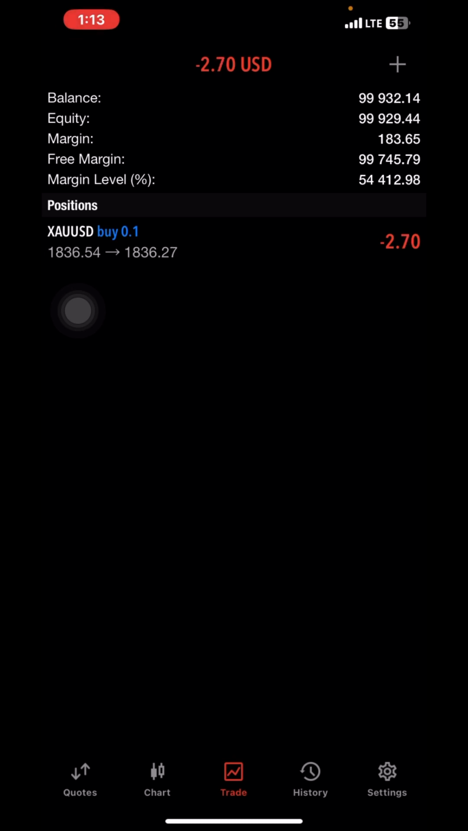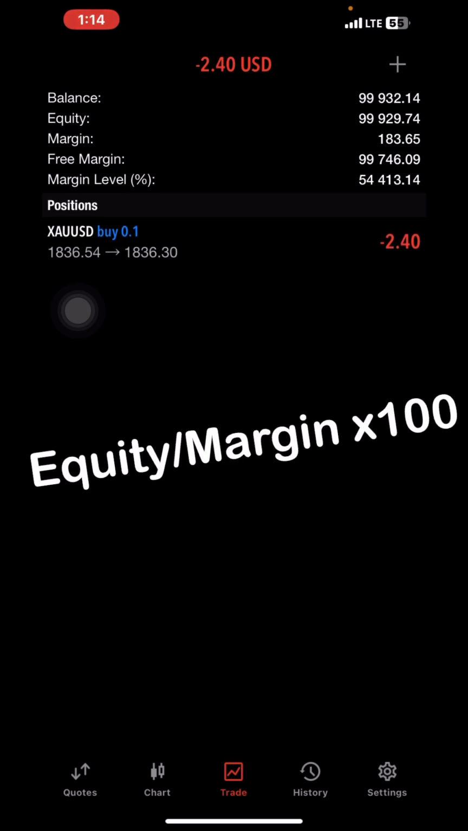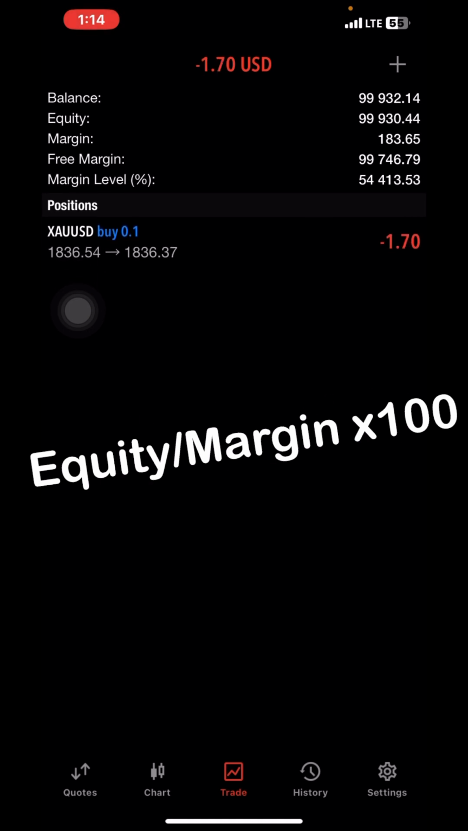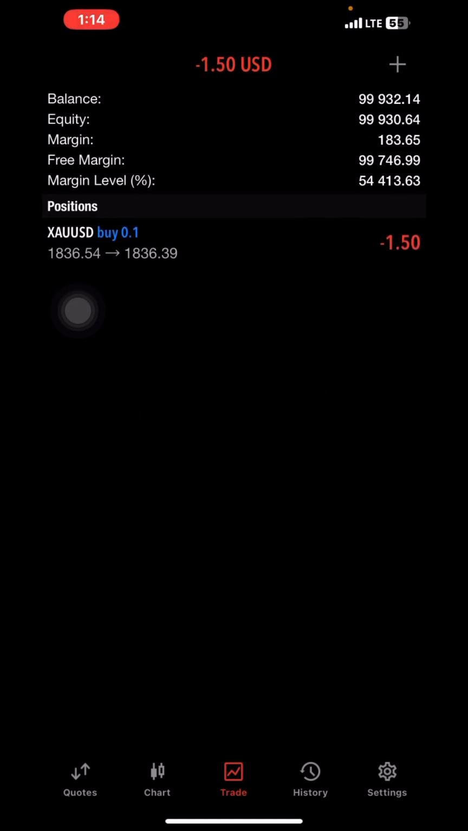And then moving on to the margin level, which is normally in percentage. It's displayed in percentage because to find the margin level, you have to divide your equity by your margin and multiply it by 100 to get the margin level percentage. I'll try to put some displays on the side to make it easier. So that is basically it.